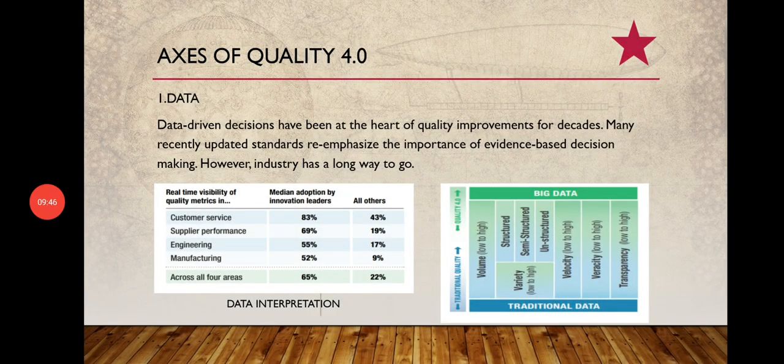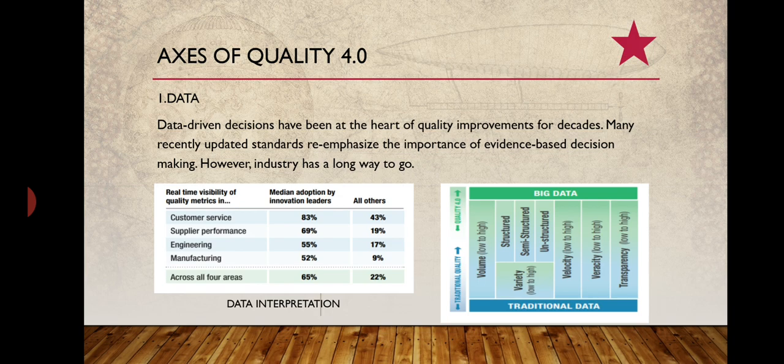Next topic is the assets of Quality 4.0. First one is data. Data-driven decisions have been at the heart of quality improvements for decades. Many recently updated standards re-emphasize the importance of evidence-based decision making. However, industry has a long way to go. For every industry, data is a main thing that they should maintain.